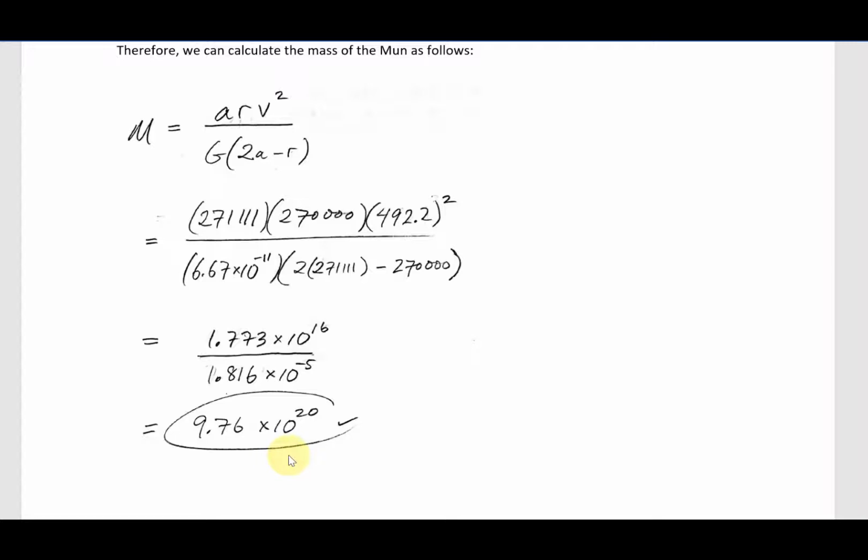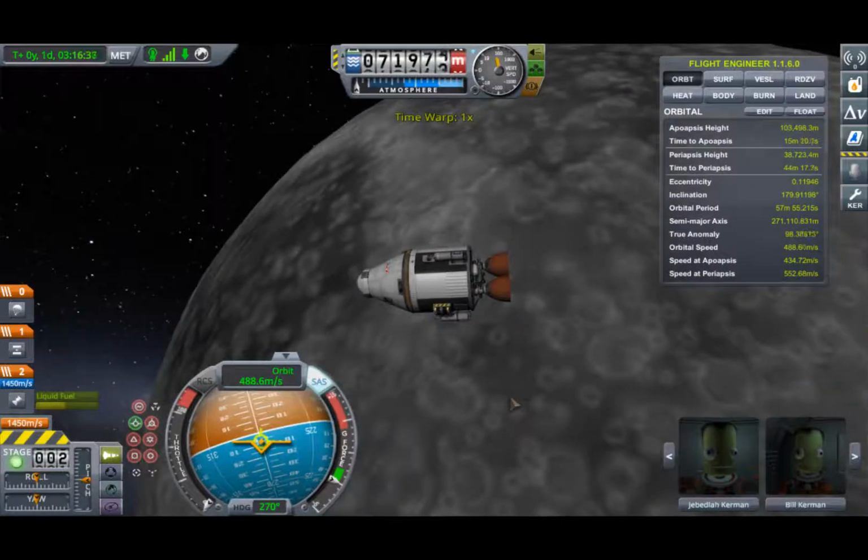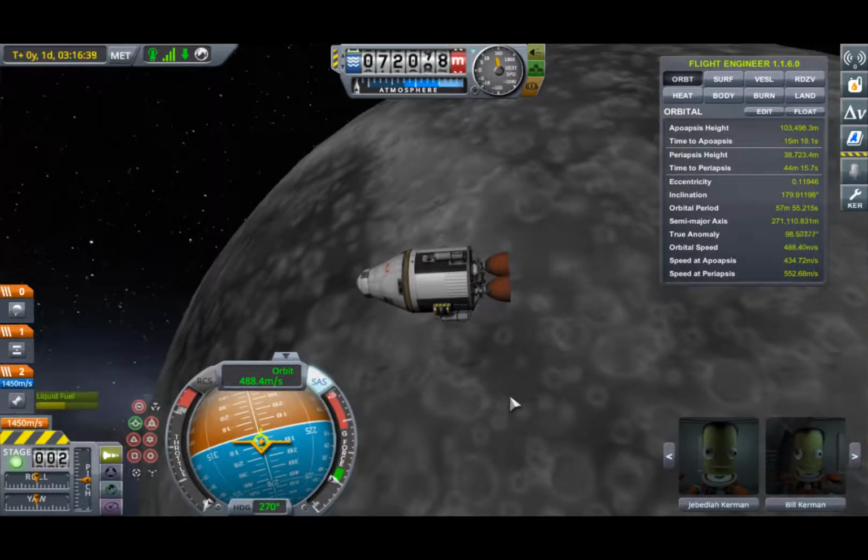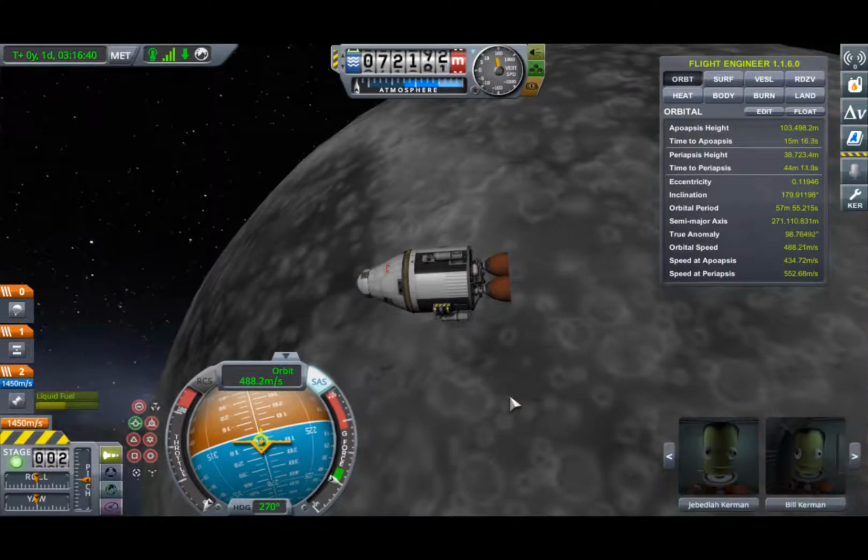Division, I get about 9.76 times 10 to the 20 as my estimate for the mass of the Mun, based on our orbit, based on our radial position, semi-major axis, and speed. This is the estimate for the mass of the Mun. Let's confirm that value with the data that's recorded in the tracking station.